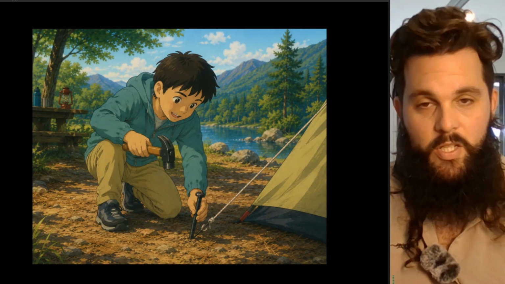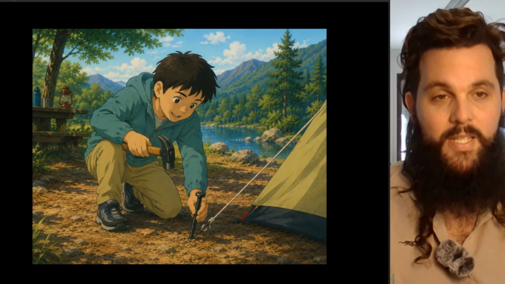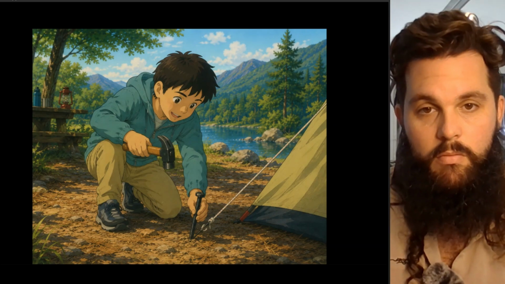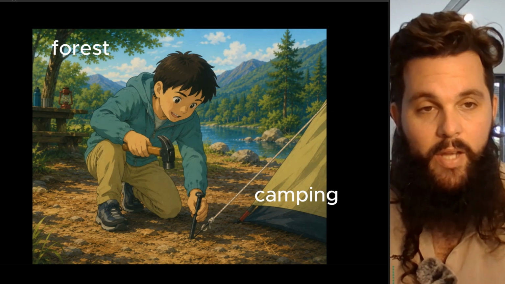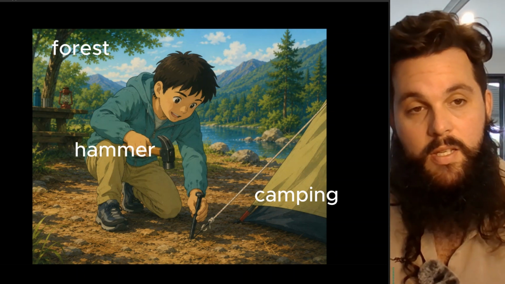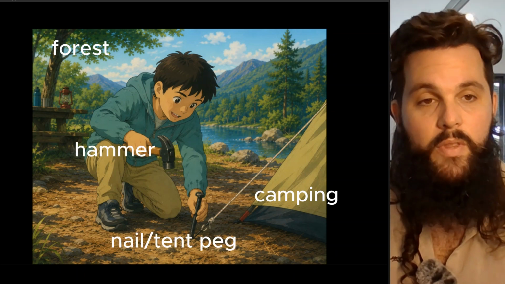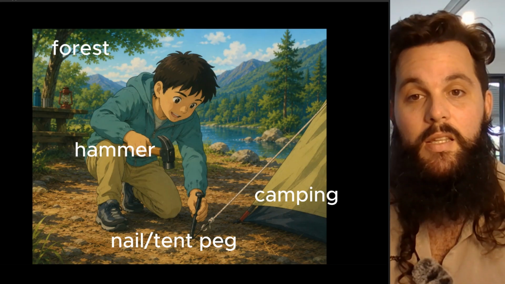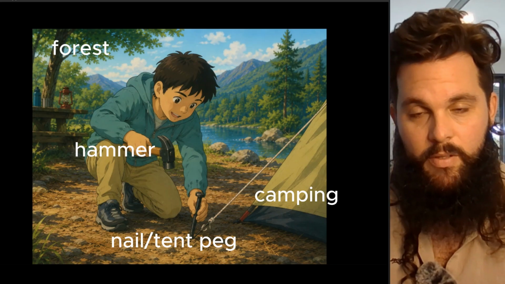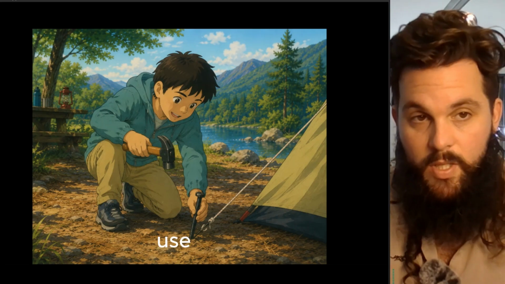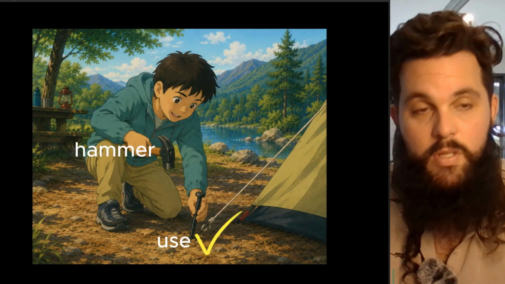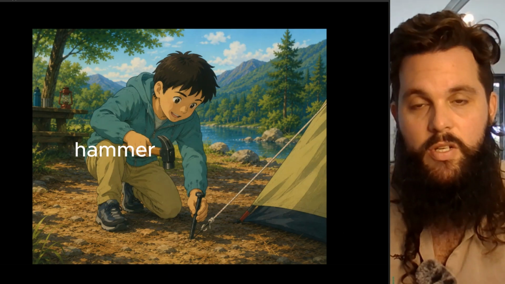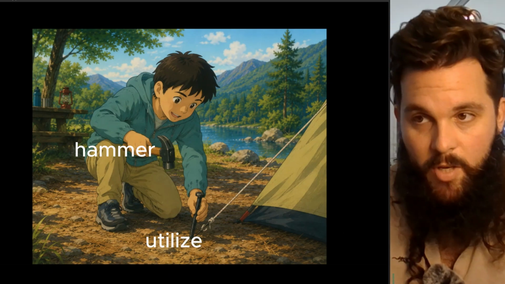Now have a look at the first picture. Try and describe the scene. I can see a boy. He's in the forest. He's going camping. He's holding a hammer and he's hitting the nail with the hammer. Or he's hitting the tent peg with the hammer. Now, can I say he's using the hammer? Yes, definitely. Use is fine in this situation. But can I say he's utilizing the hammer?